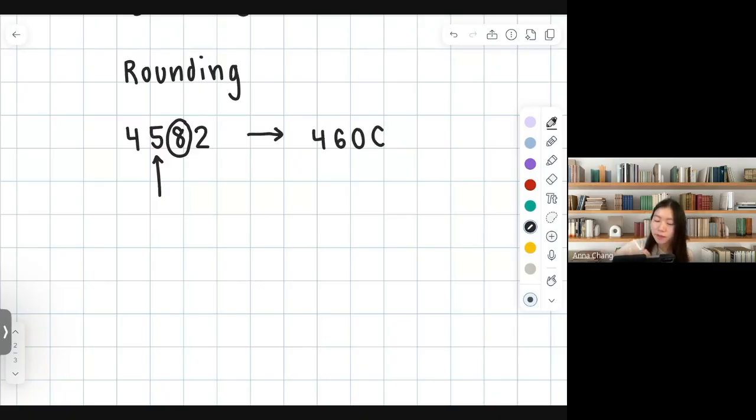4,600. Let's say I want to round 4,542 to the nearest hundreds place. We're again looking one place to the right. This is our tens place. Because this digit is less than 5, we're going to round down. Remember, when we round down, we actually keep the original digit in that place. So this will be 4,500.